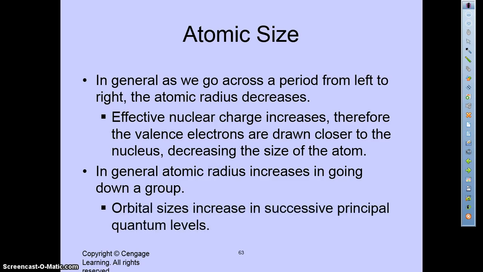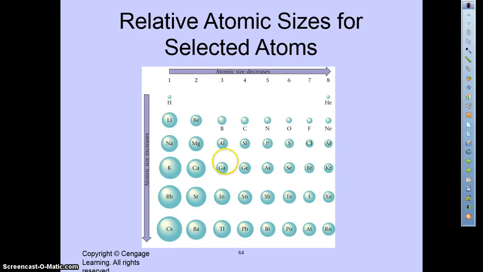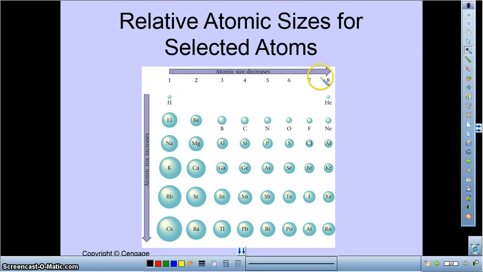The orbital sizes increase in successive principal quantum levels, so 1, 2, 3, 4, 5, 6, and 7. So as the overall size changes, we end up with a larger radius. So left to right, atomic size decreases in general. Top to bottom, the atomic radius will increase. So atomic size, you have that across here at the top. Atomic size decreases left to right, and the atomic size increases top to bottom.